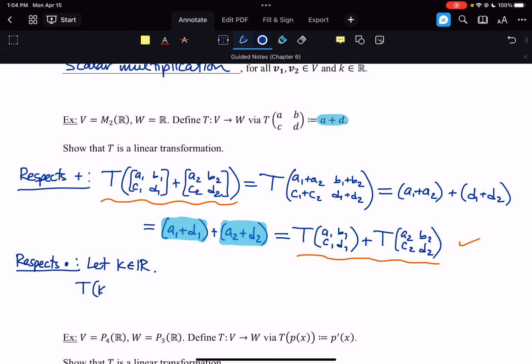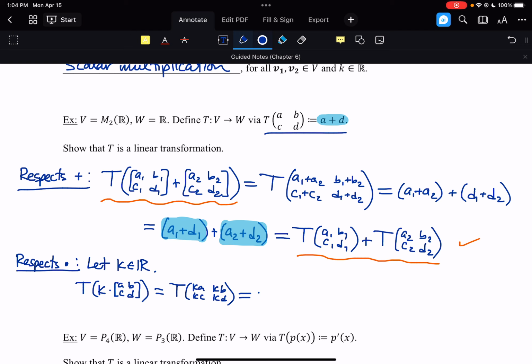So we get T of k times [a, b; c, d]. So we're going to take the transformation of the scalar times a vector. So this is ka, kb, kc, and kd. Right? So we can multiply that in. Now we have a 2 by 2 matrix, so we can perform the transformation now.